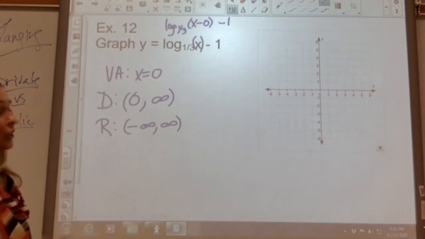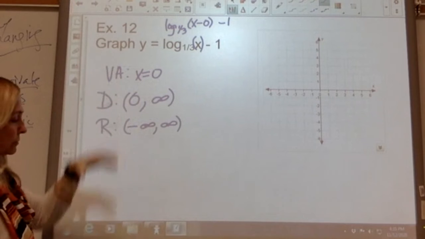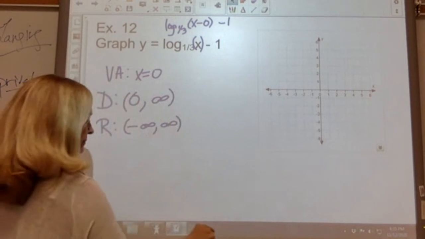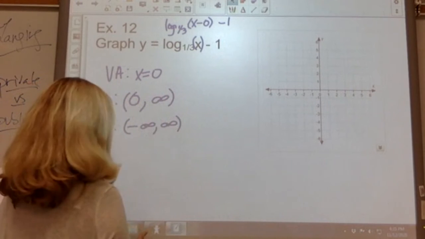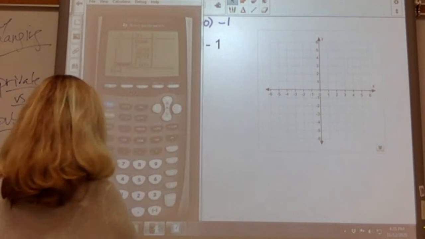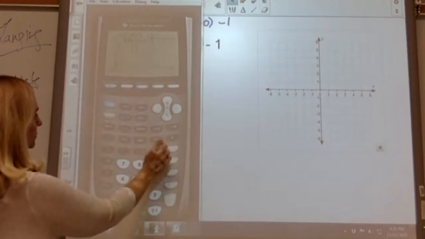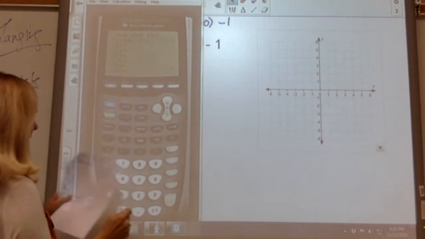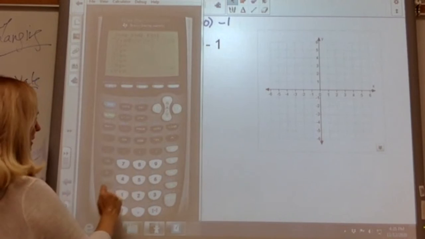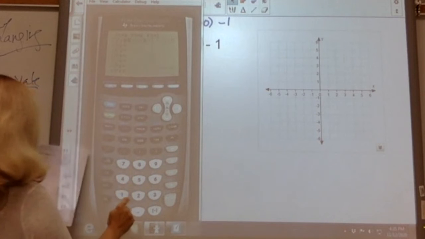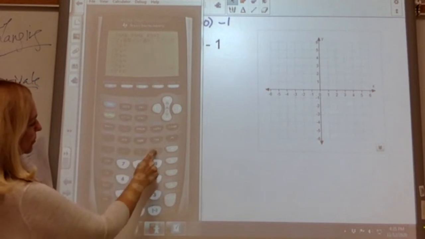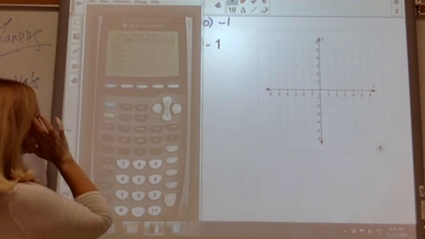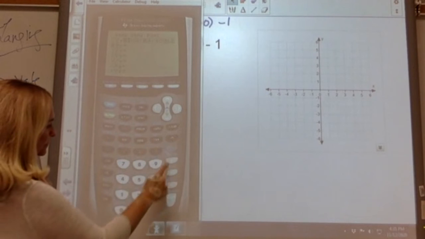Now, we could do this one the way we did a while ago, but it takes a little bit more. So we're going to type this in. I'm going to go to y equals, and for me to type it in my calculator, I'm going to type in log of x, and then close my parentheses, divided by log, and then parentheses 1/3, which is my base.